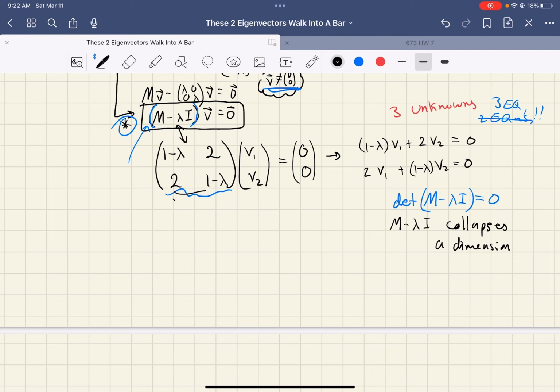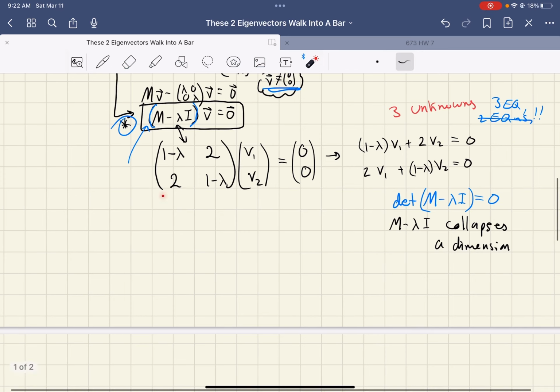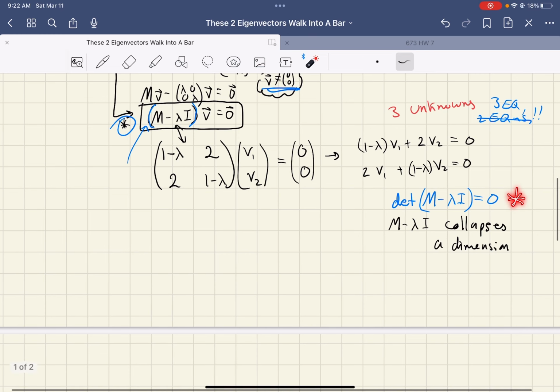Okay, that is what this equation is saying. So it was implicit in the equation. It's saying, hey, look, I'm collapsing a dimension, but if you haven't had linear algebra, you would never know that that's what this is announcing to the world. Okay, so this is our third equation, and it's where you start in finding eigenvalues and eigenvectors.